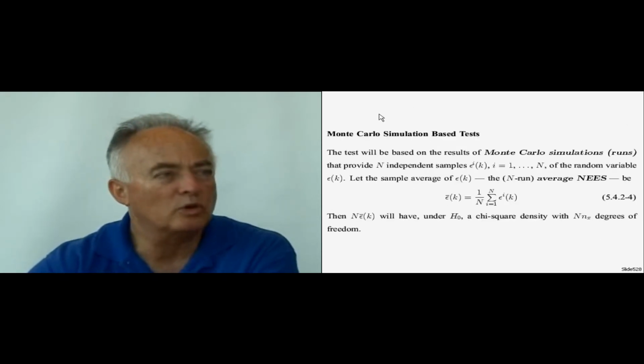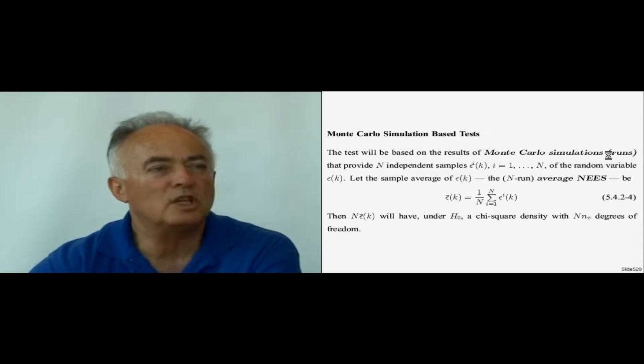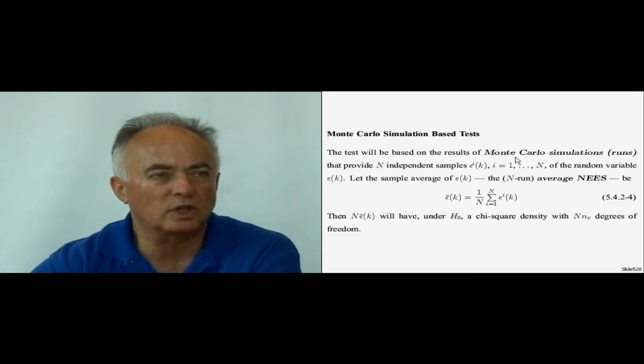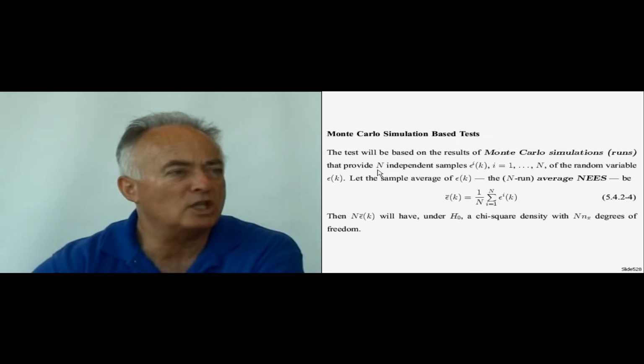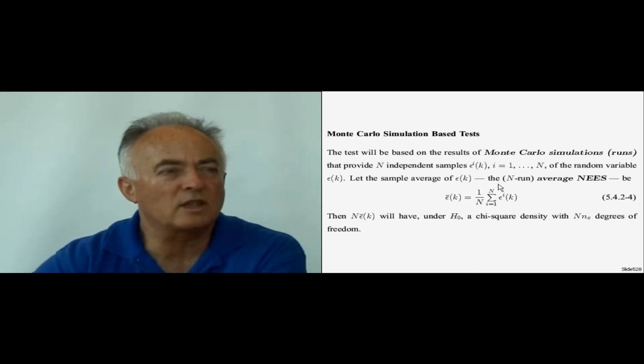So what we are going to do is Monte Carlo simulations. The test will be based on a number of runs with independent random variables. This is the essence of Monte Carlo simulations, that provide N independent samples of epsilon k, denoted as epsilon i of k, of this random variable epsilon of k. Then we will look at the sample average of epsilon k, which is epsilon bar of k, that's 1 over N, sum i=1 to N of epsilon superscript i at time k. So this is the N-run average NEES, normalized estimation error squared.